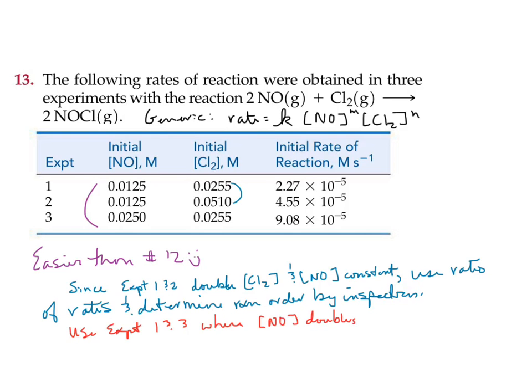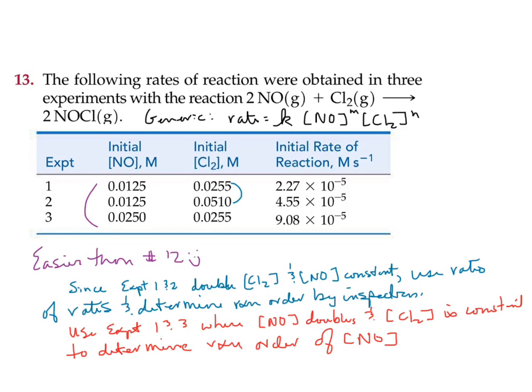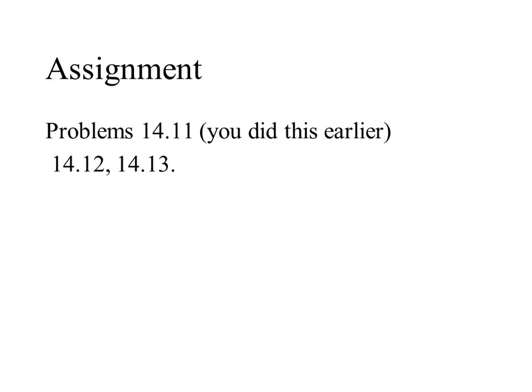Then we can focus on experiments 1 and 3, and again, it's kind of a convenient thing. Notice that we double the NO concentration, and so we can look at what the effect on the rate is. Look for a doubling or a quadrupling to get the reaction order of NO. Okay, so that's that.